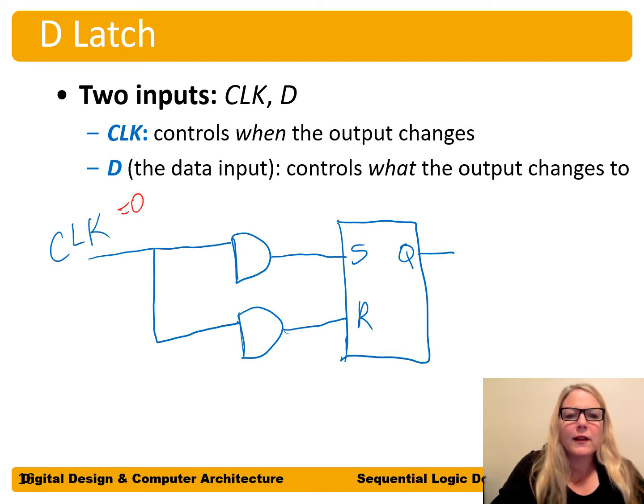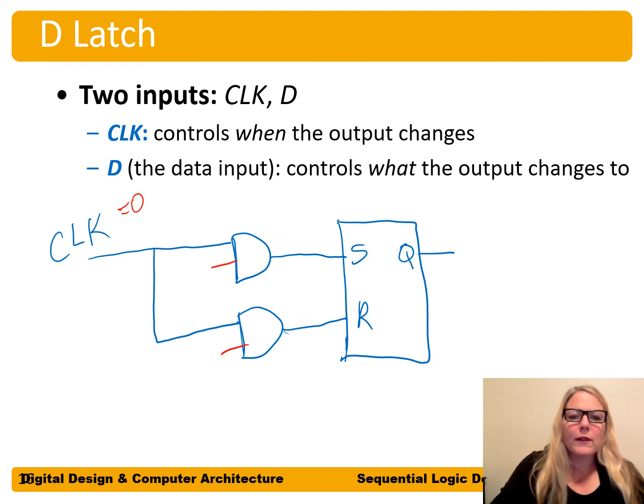it doesn't matter what's on the other input of this AND gate. When clock is equal to 0, 0 and anything is going to be 0. So S and R are going to be 0 when clock is 0, and we know that when S and R both have zeros on their inputs, then Q just retains its previous value. So then it's in the memory state.